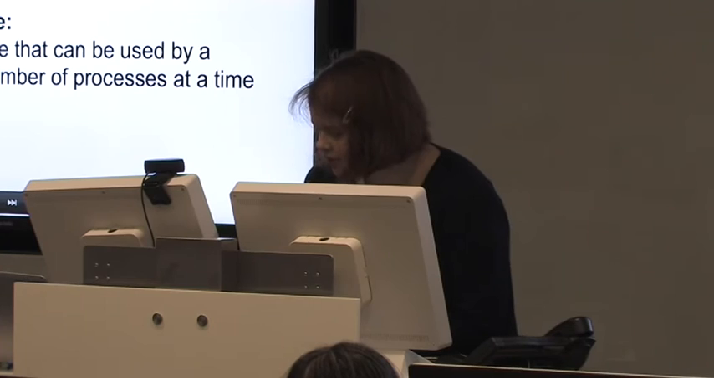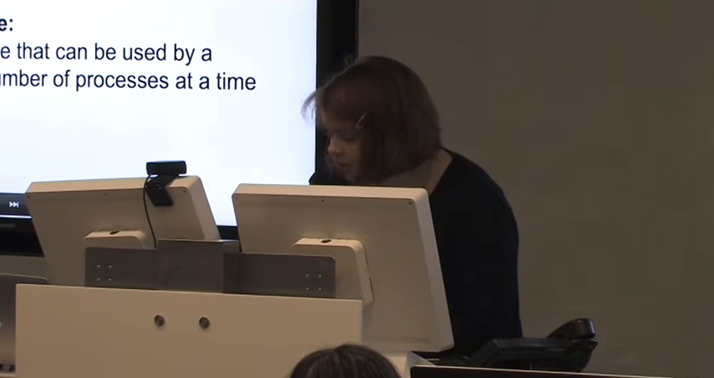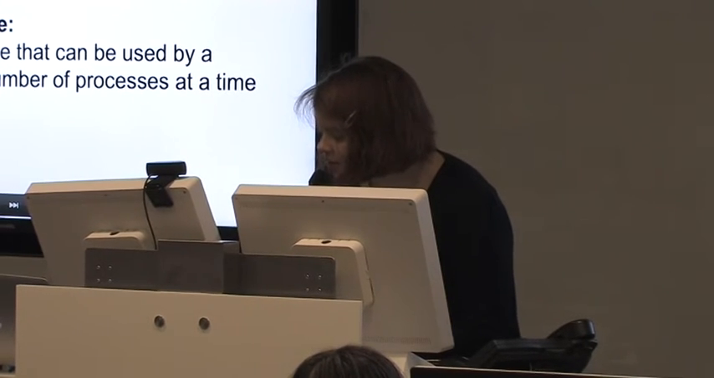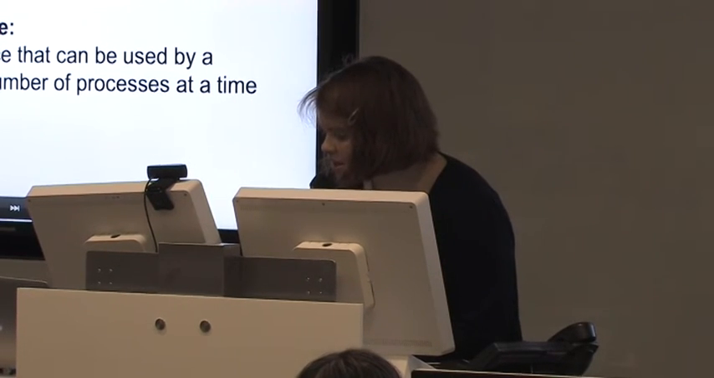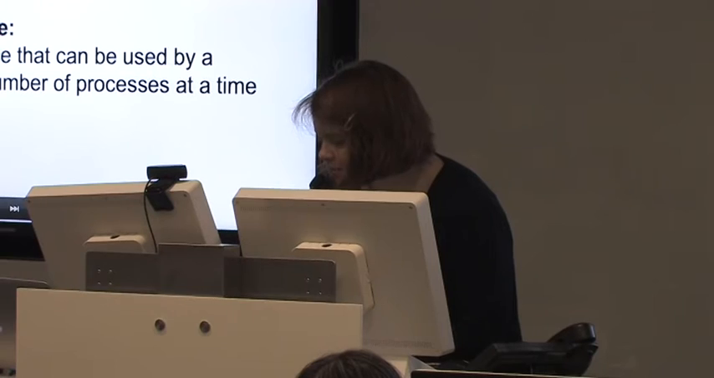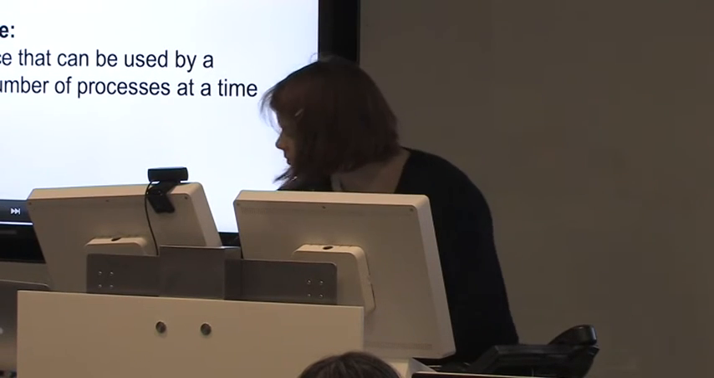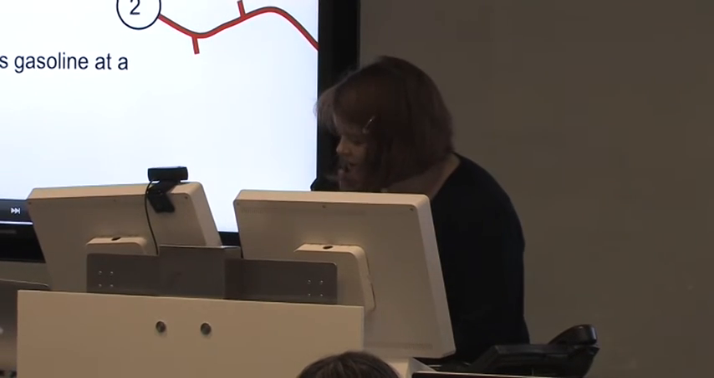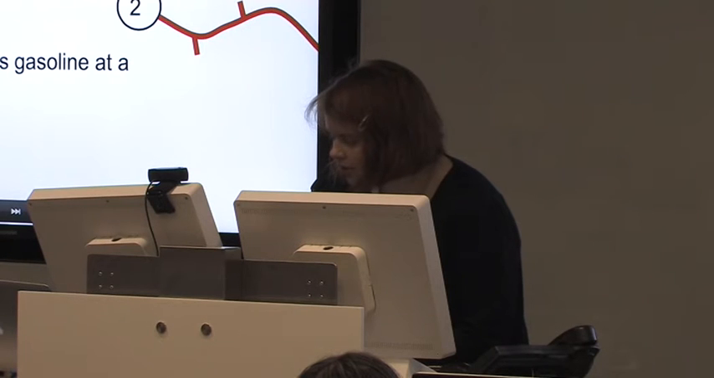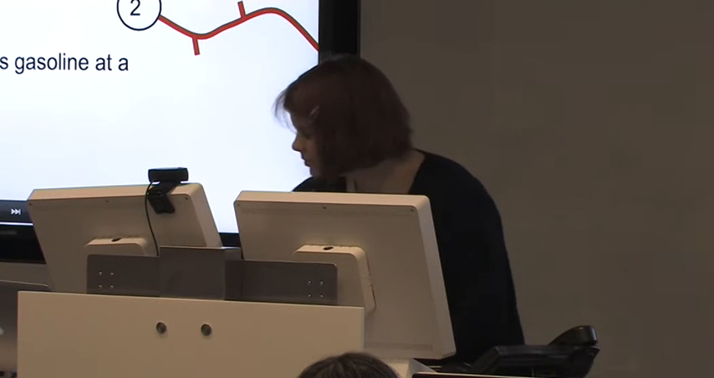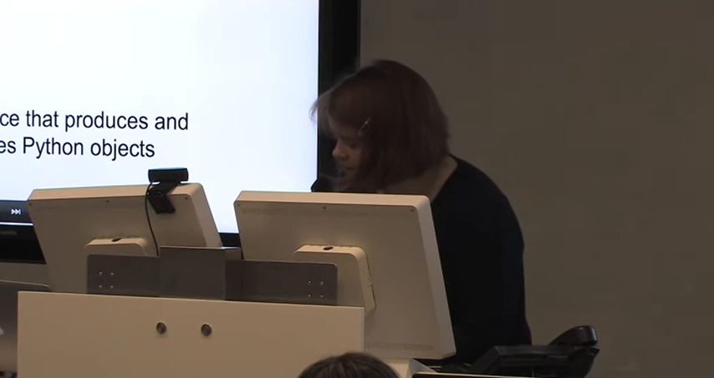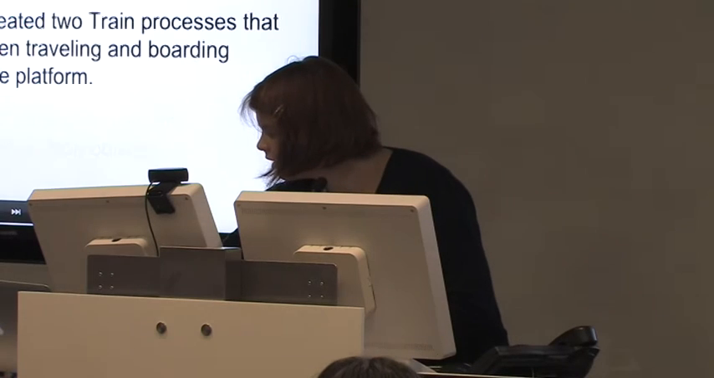So there are 3 different flavors of resources, and the first one is a vanilla resource, which is basically like a gas pump at a gas station. It can be used by a limited number of processes at a time. The second one is a container type, which is a bulk resource such as gasoline. And the third one is a store, which is a more exotic resource type that can consume and produce Python objects.